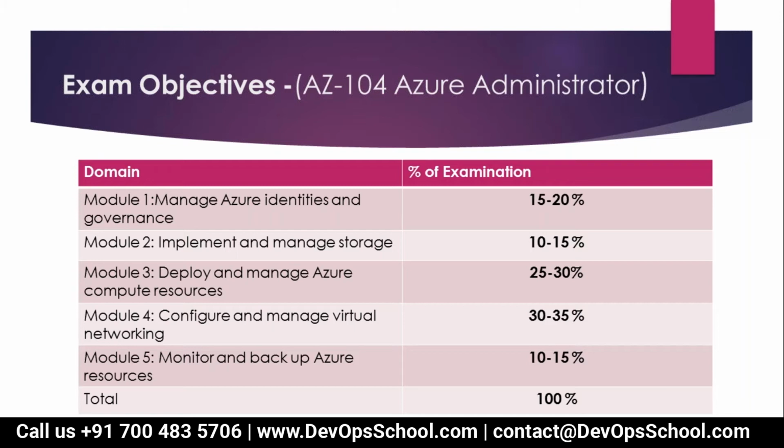We will discuss how to create the virtual machine in different ways and configure and manage networking. In this particular module we are going to discuss more about the networking part, and how to monitor and back up Azure resources, how we are going to take the backup. In AWS we have some service, right, where you can choose whether to take the backup or not. Hope you remember. Similarly, we are going to discuss it here also.